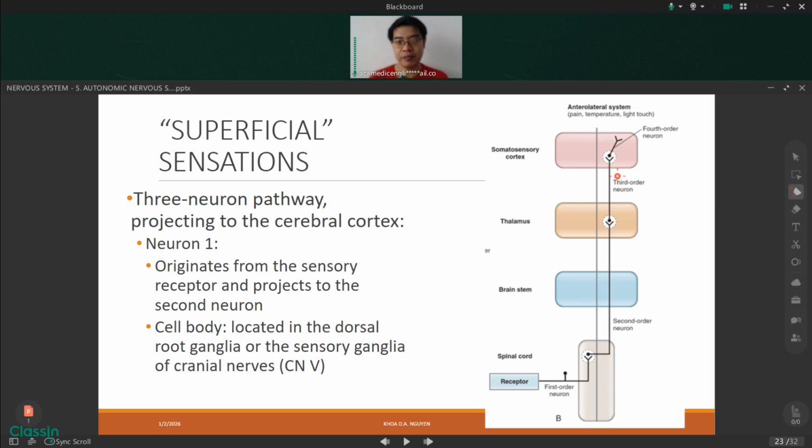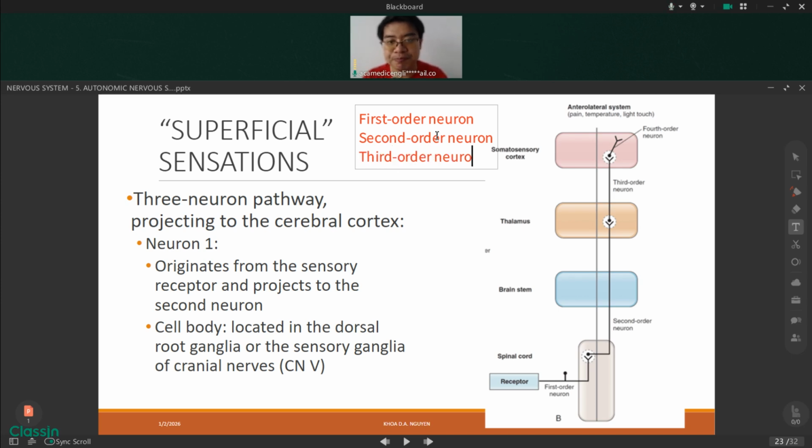to the cortex. Okay, so now let us see how the neurons are going to be associated with the senses of superficial sensation. Now we have 3 neurons, right? You've got neuron number 1, which is also called the 1st order neuron. Neuron number 2 is also called the 2nd-order neuron. And then finally, the 3rd neuron is also called the 3rd order neuron.